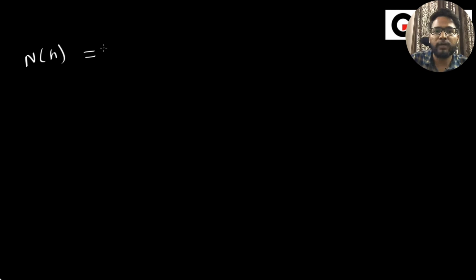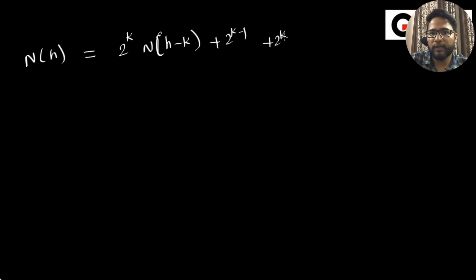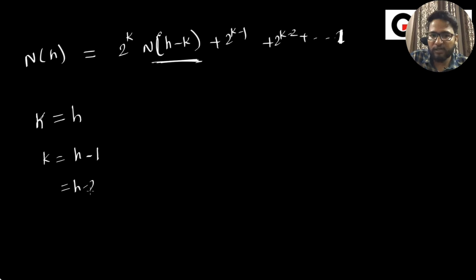Anyway, for now this is 2 power k into n_h minus k, plus 2 power k minus 1 plus 2 power k minus 2 plus, till 2 power 0, or 1. Now let me substitute the base case. What if h equals k, which means I know the value of n_0? You can put the k value as anything. You can put k as h, or h minus 1, h minus 2, like that, but not h plus 1, because otherwise it will be negative. You can put any value of your choice. There is no problem at all. You should just know the base case.